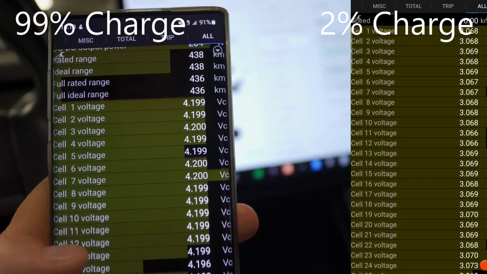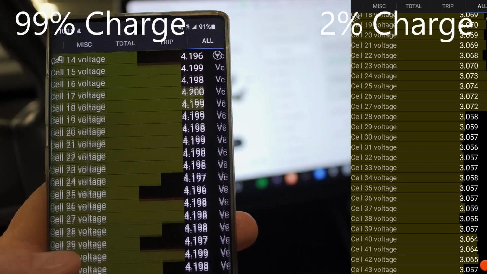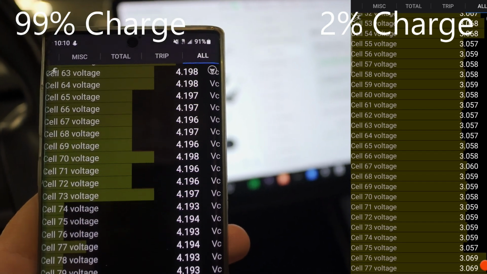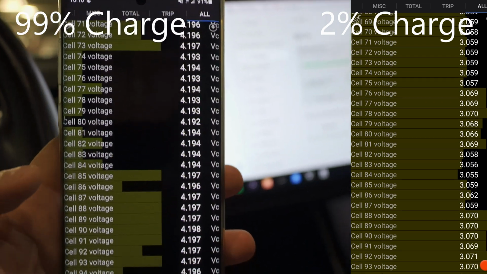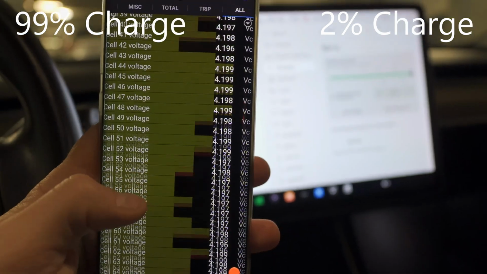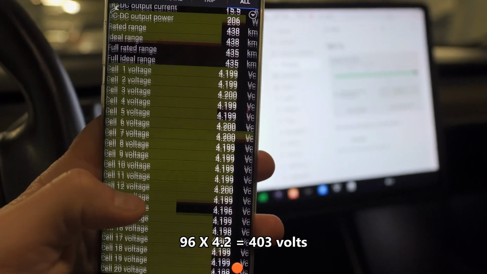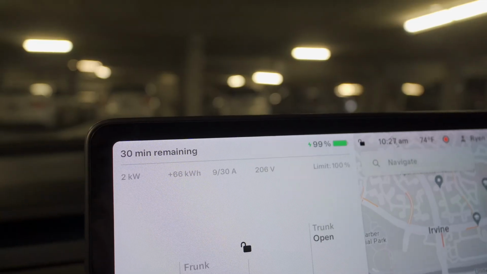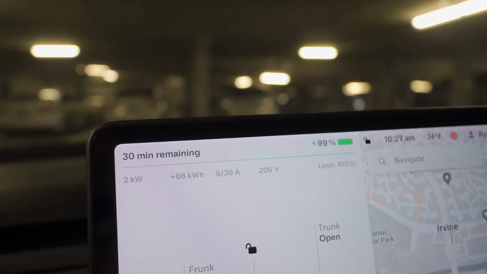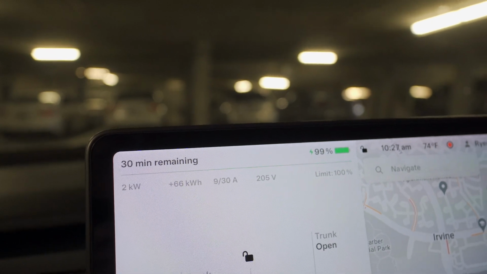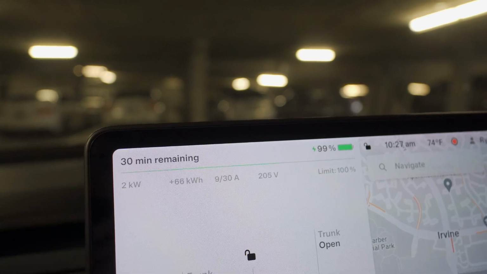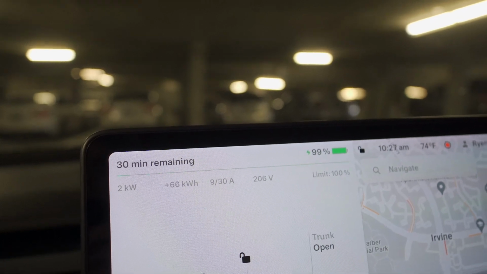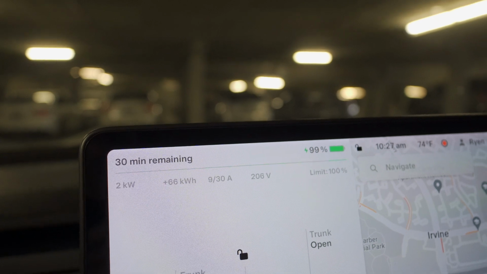I'm just going to run through the cell voltages here and scan my Tesla so you can see that they're all right up there at about 4.19. And there's 96 cell blocks in series on this car, and 96 cells in series at 4.2 volts equals your 400 and some volts of the battery pack. All right, we're down to 2 kilowatts of charge power remaining. 66 kilowatt hours added. 9 out of 30 amps, still at 99%. So it is taking a good amount of charge, still holding 66 kilowatt hours.